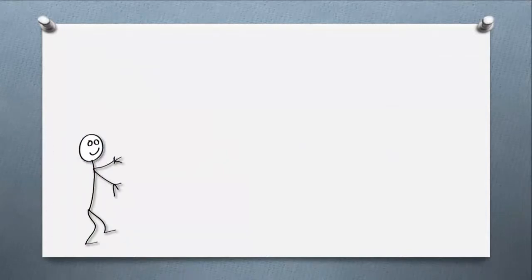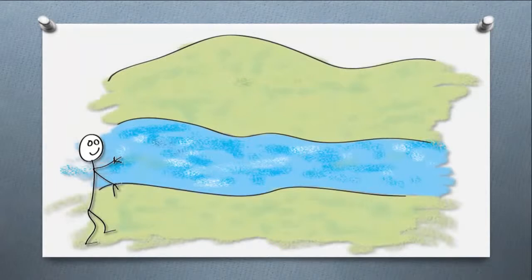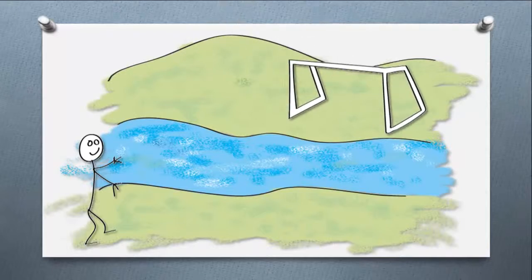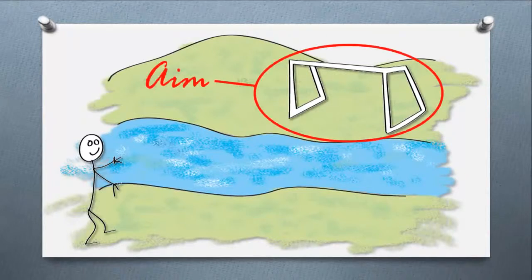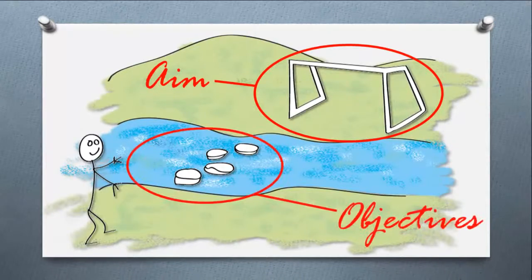and I want you to imagine that getting to the end of your lesson is like crossing a big river. The end of your lesson, the other side, is the goal. This is what you hope the students will have learned by the end. This goal is called the aim. In order for the students to reach the goal, they will need stepping stones to get across the river. These stepping stones are called the objectives.